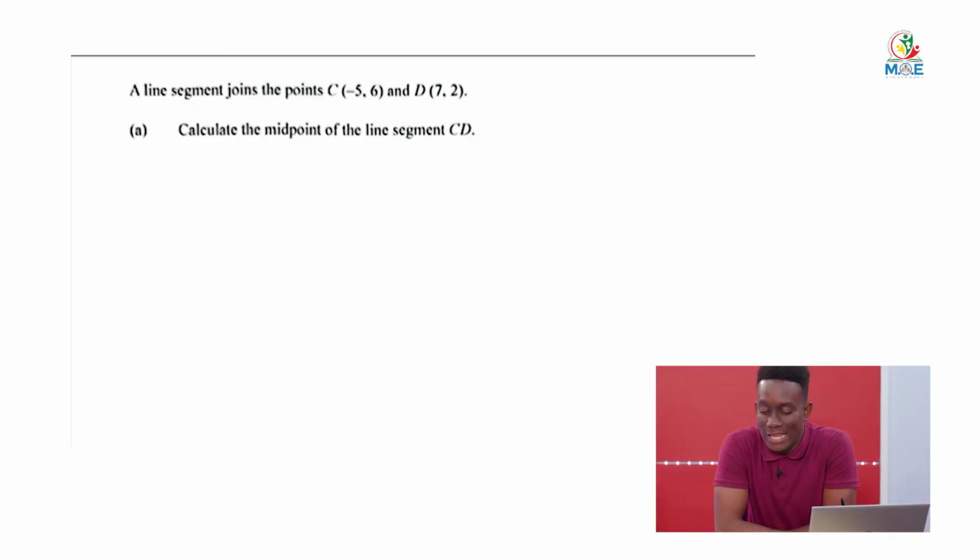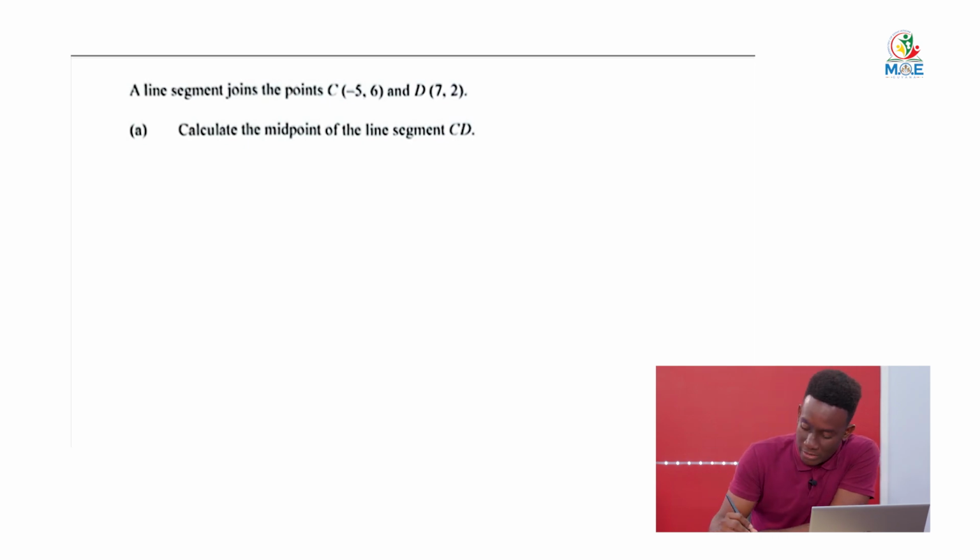In this video, I will be tackling some geometry questions. So let's head straight into the question. The question says, a line segment joins the point C, which is (-5, 6), and D, (7, 2). Calculate the midpoint of the line segment CD.